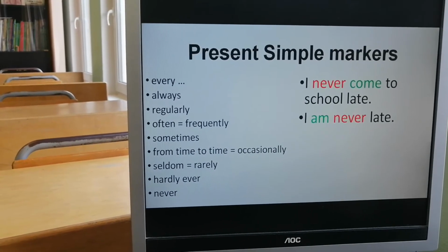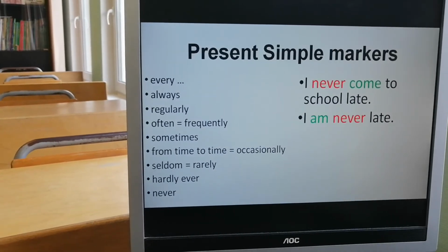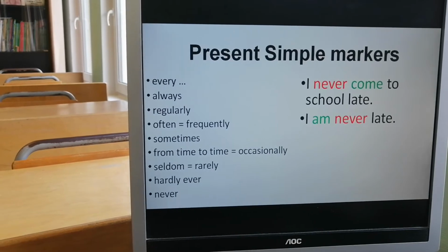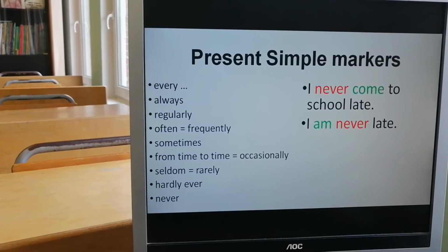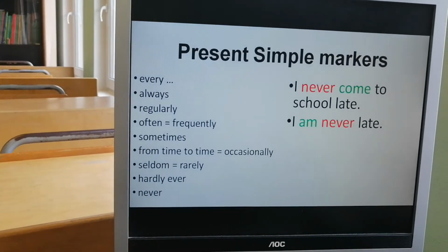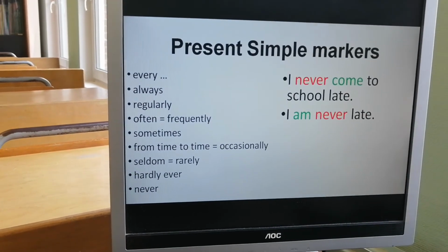With all the rest of the verbs, you put the adverb before the main verb. Jack regularly visits his granny. I seldom forget to do my homework, and things like that. Okay.